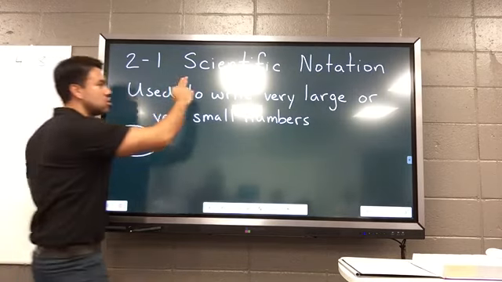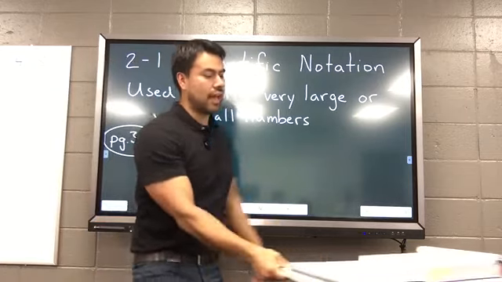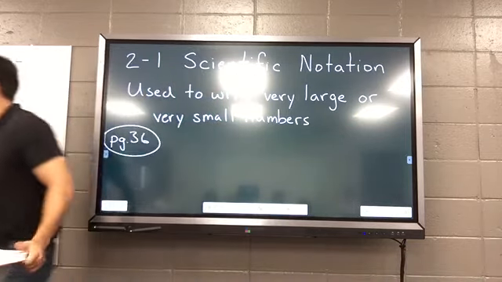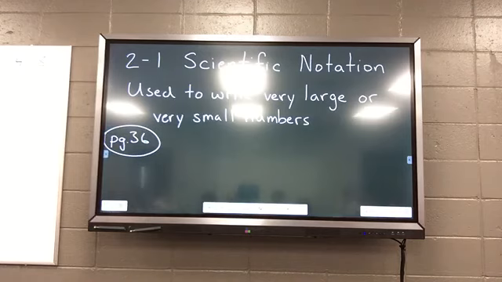So scientific notation is a special way to write numbers, and that is used for large and small numbers. Okay, I'm ready to move on here.